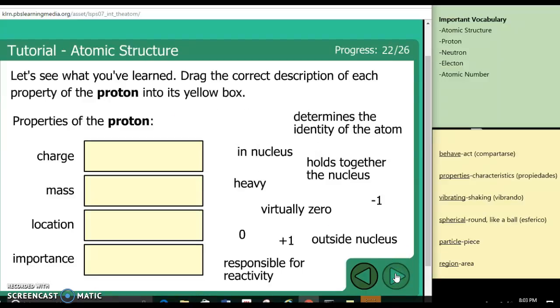Your job now is to match the properties for each subatomic particle with their characteristics. So go to slide 22 in the interactive link that you find in Google Classroom. You cannot move these in the video. When you get to Google Classroom and the website, click to move these to the correct location.